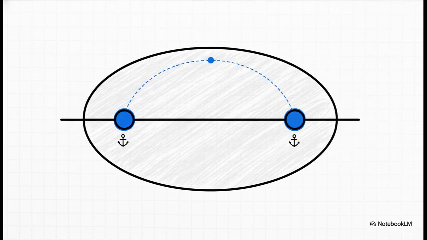And that brings us right back to the foci. It's so important to remember, these aren't just random dots. They're the two secret ingredients, the anchor points that dictate the whole shape. And as you can see, they always sit somewhere along that long major axis.